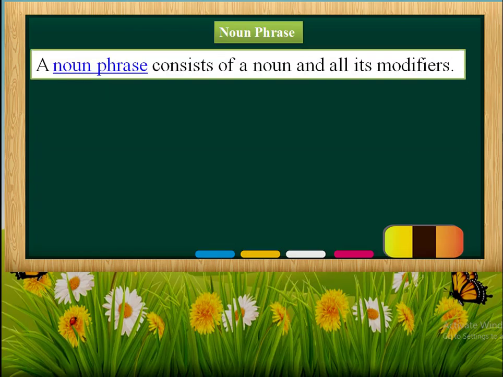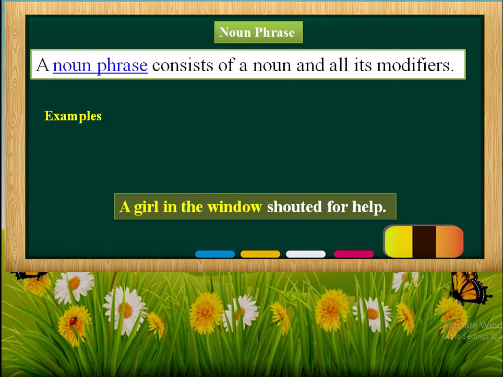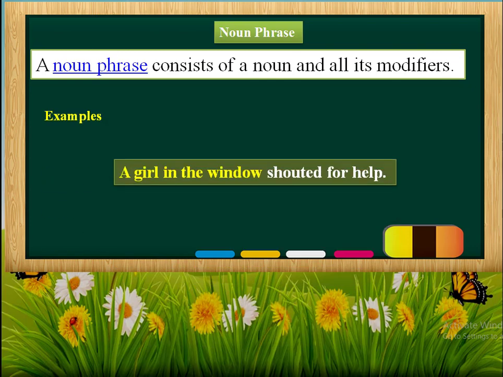Now let's see noun phrase. A noun phrase consists of a noun and all its modifiers. It acts like a noun in the sentence. For example, a girl in the window shouted for help. Here, a girl in the window is a noun phrase, as girl is a noun and in the window is just describing the noun.